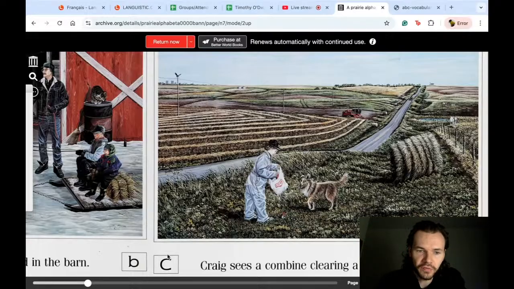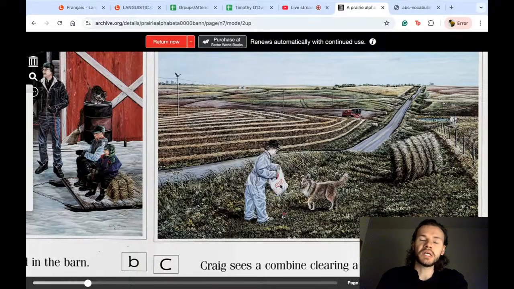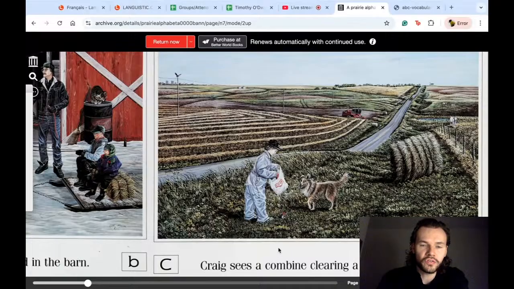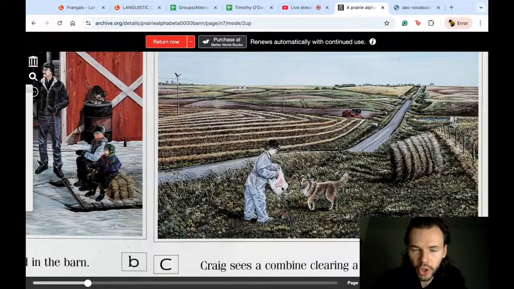And speaking of C's, we see on the bag, it says co-op. Co-op is a really popular grocery store in the prairies. So, just like how Walmart used to have plastic bags that would say Walmart, this is a co-op bag from the grocery store called Co-op.